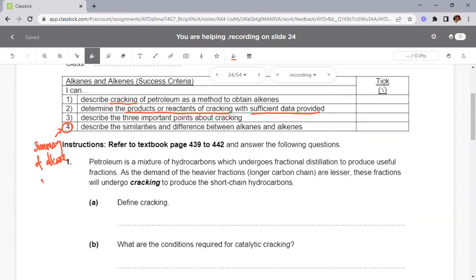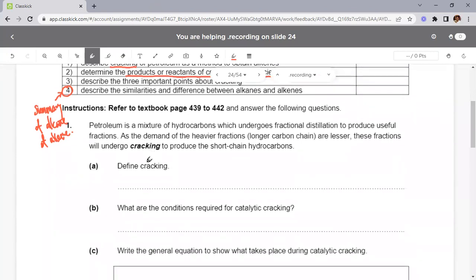Now, this summary, most probably I'll let you all go and do on your own, because it's a consolidation of whatever we've gone through in the previous five worksheets. So let's start with the first question.